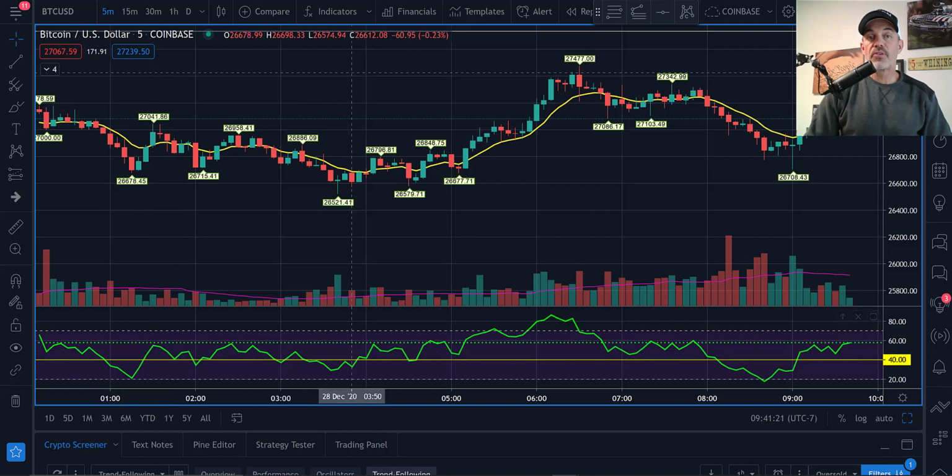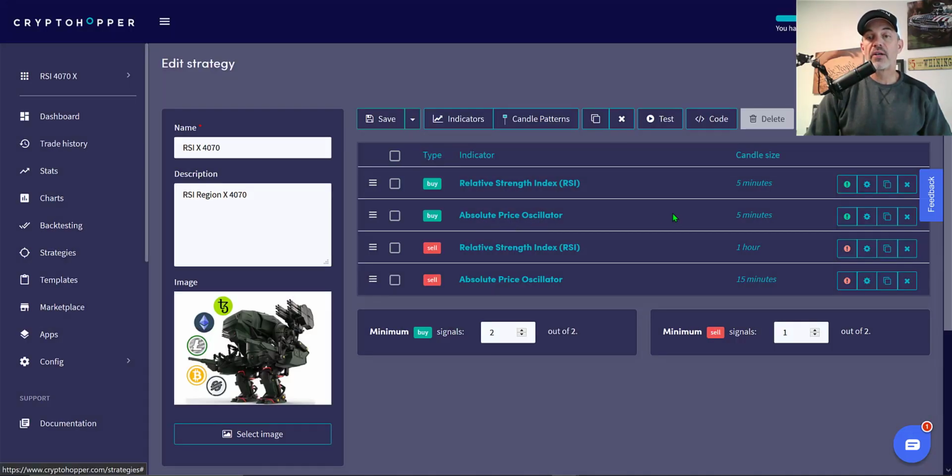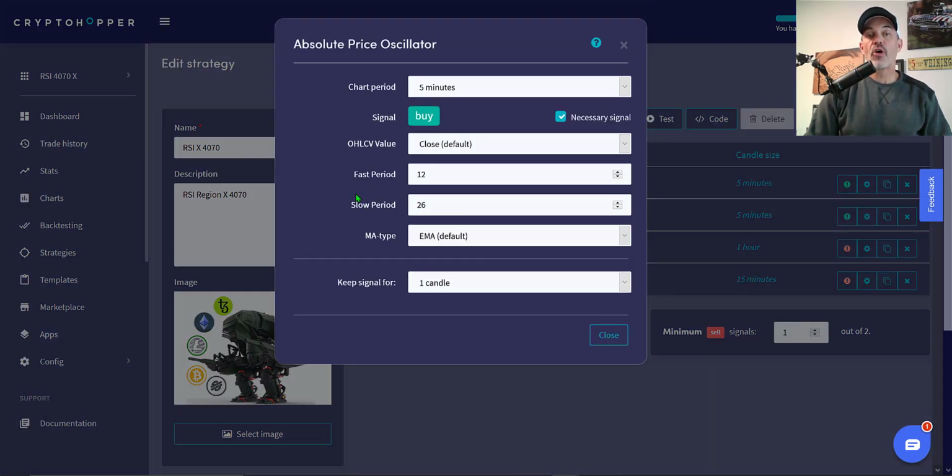And in order to take that position, it also needs the absolute price oscillator to confirm that the momentum of the price action has also reversed and is moving in a positive direction as well. And I have that also on the 5-minute candles. Fast period of 12, slow period of 6, and I'm keeping that for one candle. And the moving average type is EMA.